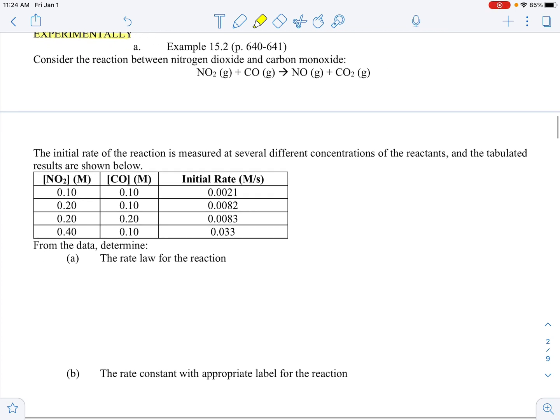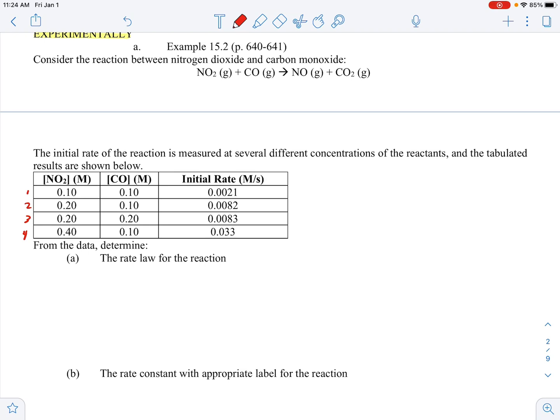So let's check this out. Let's take a look at our reaction, then we'll talk about what we do. So we have the reaction between NO2 and CO, giving us NO and CO2. What they did was they performed the reaction 4 different times, it looks like, right? We have 4 trials. I'm going to number these. And then they measured the initial rate, whether it was spectrometry or polarizability, but they figured out the rate at that point.